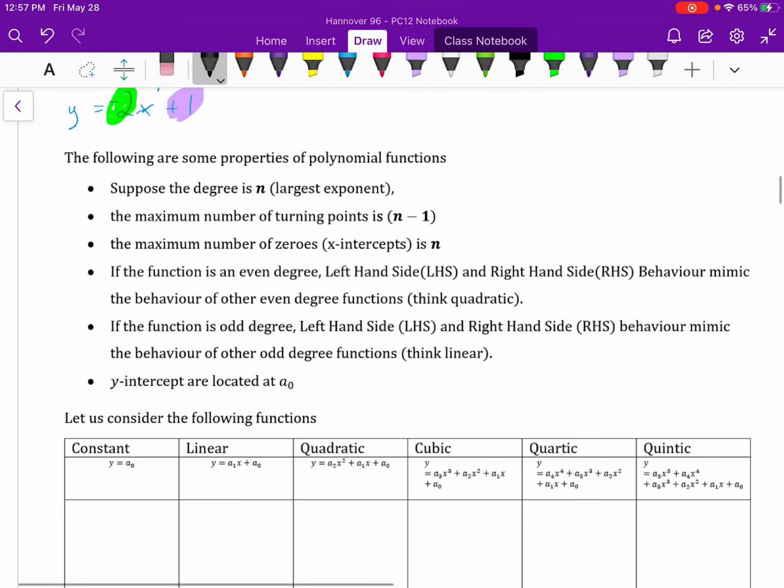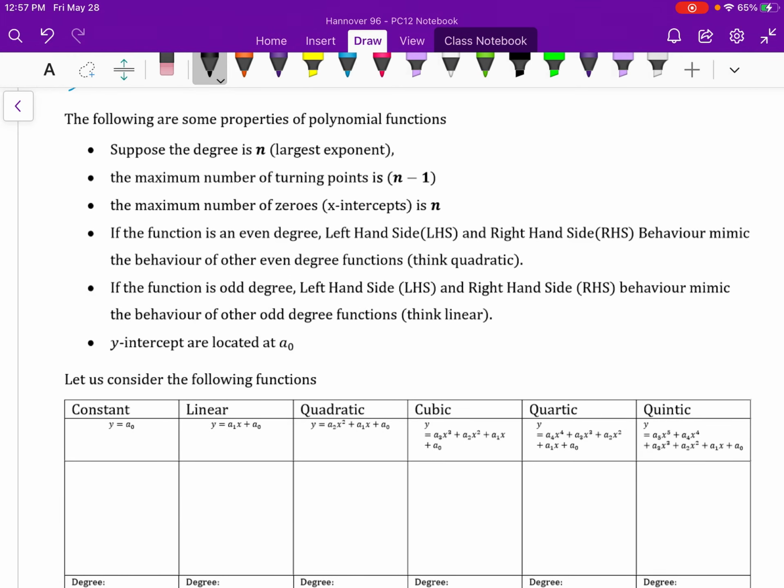Now, what's going on with polynomial functions? The following are some properties of polynomial functions. Suppose that we have degree n, that the largest exponent is n. The number of turning points will be at most n minus 1. Now, if you don't believe me, a quadratic is a degree 2. How many turning points on a parabola? 1.